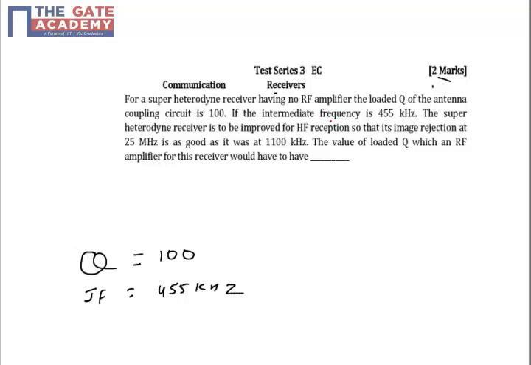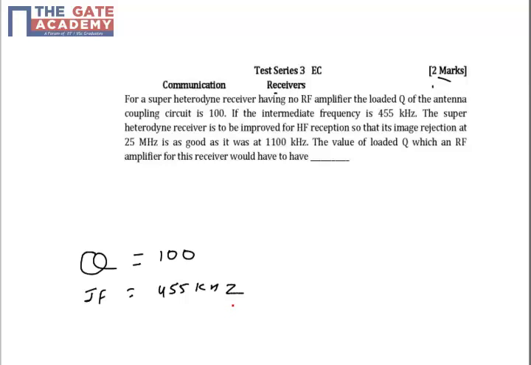The superheterodyne receiver is to be improved for high frequency reception so that its image rejection at 25 megahertz is as good as it was at 1100 kilohertz. What value of loaded Q with an RF amplifier would the receiver have to have? So I have to find the net Q in the circuit which will give me the same image rejection ratio. Mind it, the same image rejection ratio is demanded at 25 megahertz as at 1100 kilohertz.